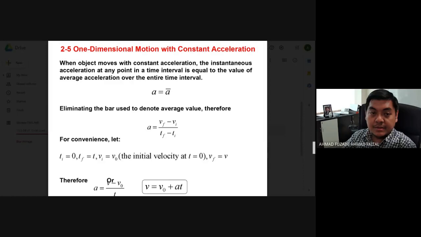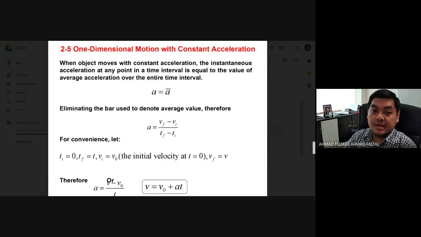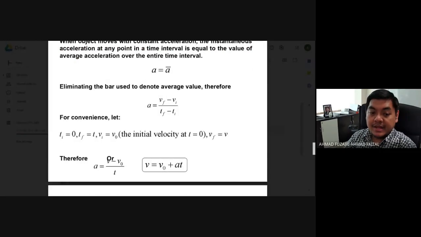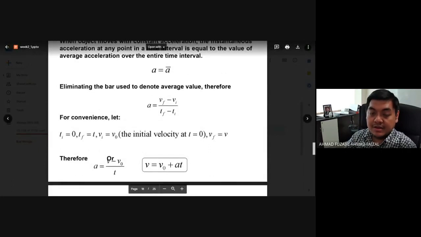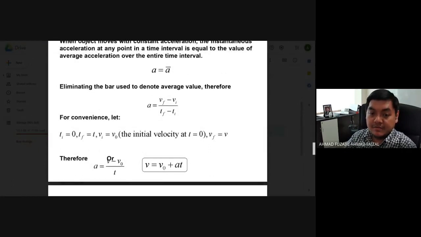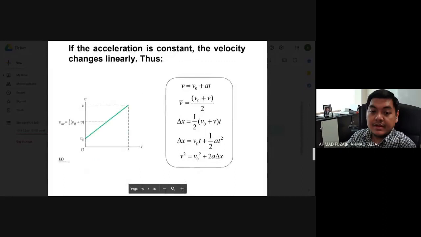So just now we stopped at one-dimensional motion with constant acceleration. What does it mean by constant acceleration? When an object moves with constant acceleration, the instantaneous acceleration at any point in the time interval is equal to the value of the average acceleration over the time interval. So we want to derive from this average value, from the change of the velocity against time, so we can obtain that. So we want to get to these equations.